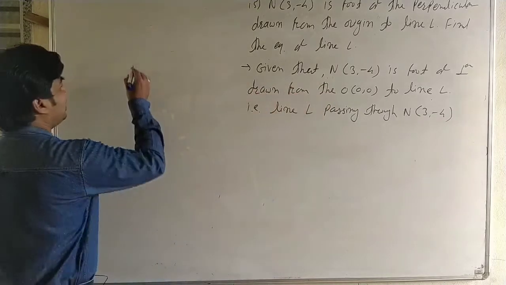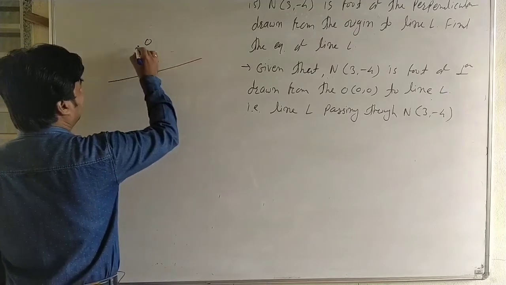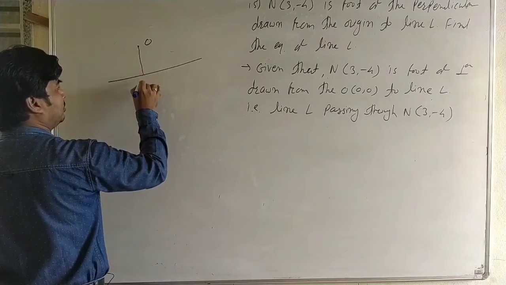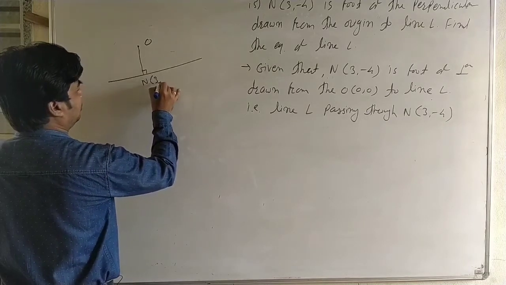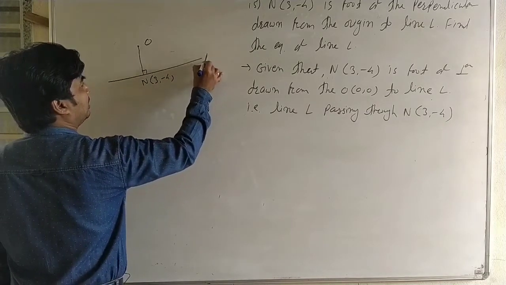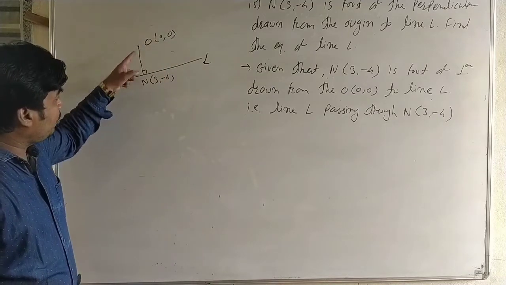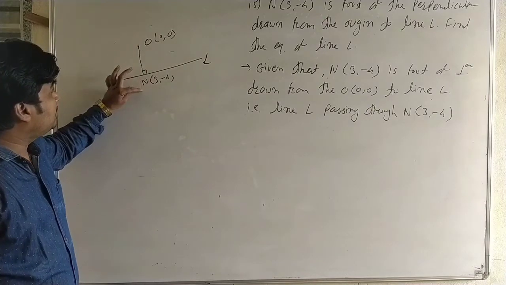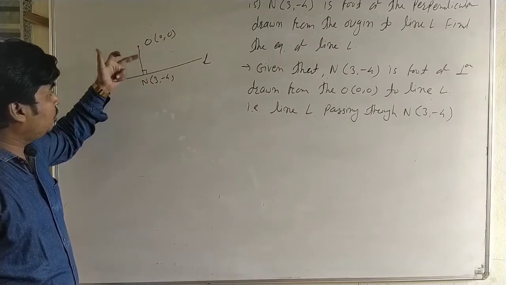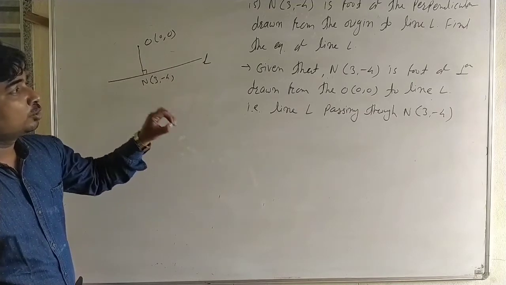Here it is given that O is the origin, 0 comma 0, and from the origin to line L, the foot of perpendicular is 3 comma minus 4, and it is a line L. That means ON is perpendicular to the line L. N is the foot of perpendicular from the origin, that is ON is perpendicular to the line L. Therefore we find the slope of ON.